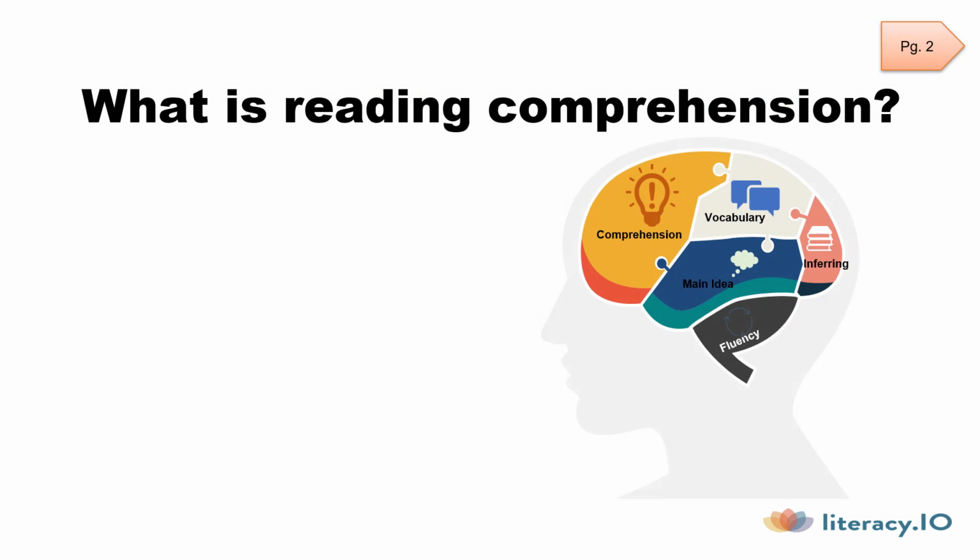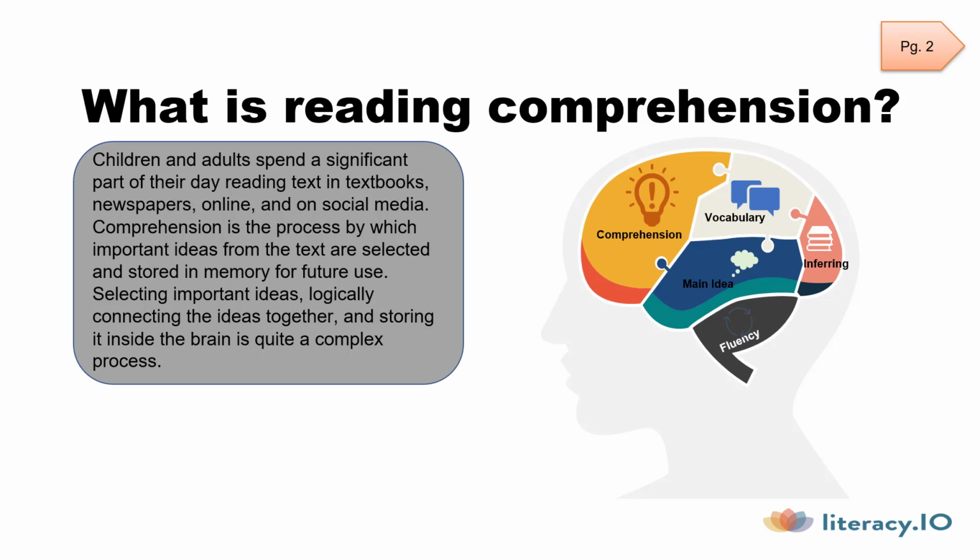So what exactly is reading comprehension? Children and adults spend a significant part of their day reading text in textbooks, newspapers, online, and on social media. Comprehension is the process by which important ideas from the text are selected and stored in memory for future use. Selecting important ideas, logically connecting the ideas together, and storing it inside the brain is quite a complex process.